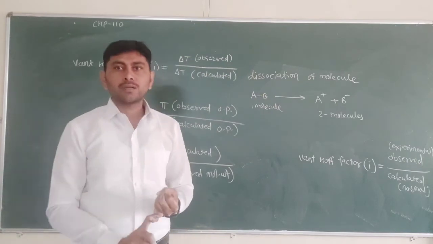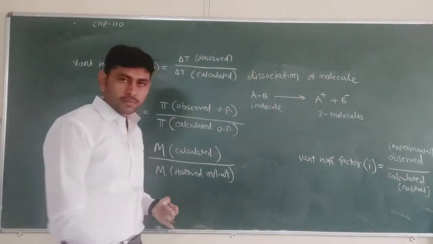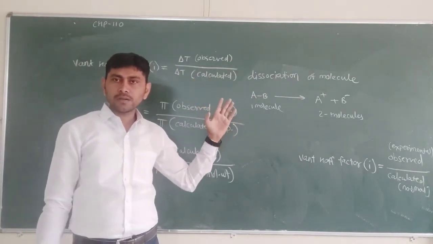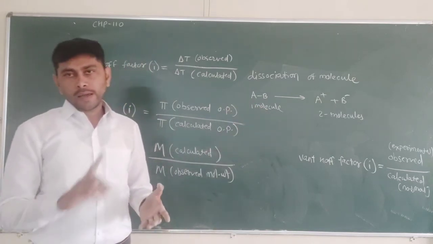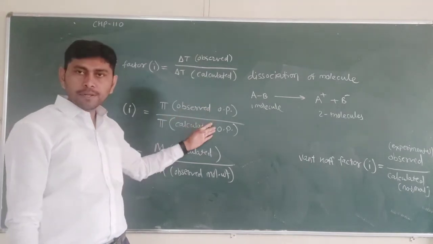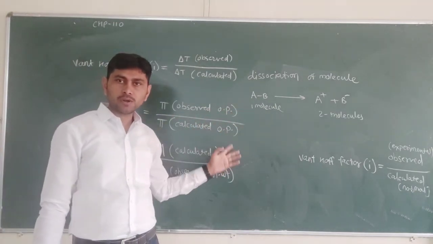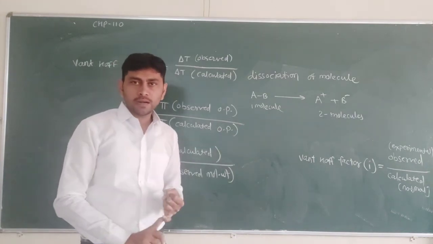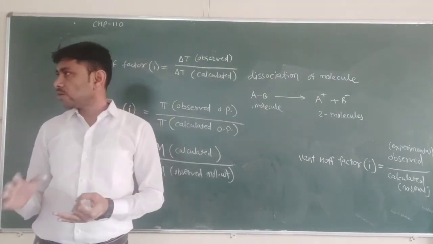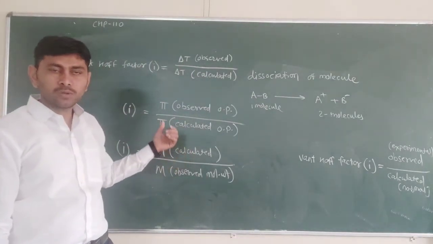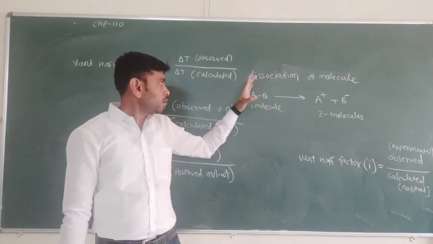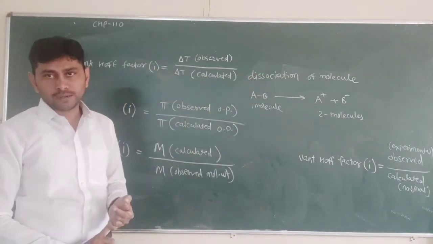There are certain laws for this osmotic pressure. These are Van't Hoff Boyle's law: at constant temperature, pi is inversely proportional to volume, and Van't Hoff Charles law: pi is directly proportional to the temperature at constant volume. By combining these two laws, we can derive the Van't Hoff equation for dilute solutions. So the Van't Hoff equation for dilute solution can be derived from these two, and we wrote that equation. Then we saw abnormal osmotic pressure.